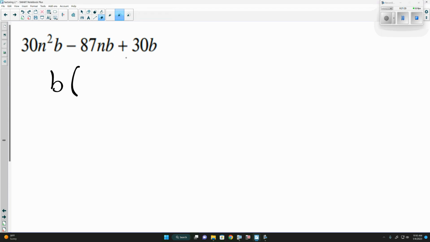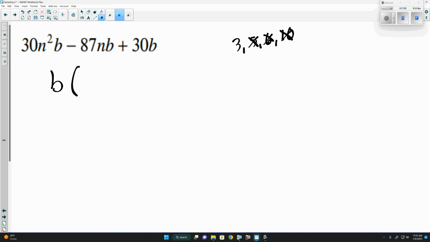Is there a number that goes into 30, 87, and 30? What number will go into 30 and 30 for sure? 3, 10, 5, and 6, yes? Well, 10 doesn't go into 87. We can say that for sure, yes? Well, we know 5 doesn't work because it doesn't end in a 5 or 0. 6 doesn't work because it's not divisible by 2.